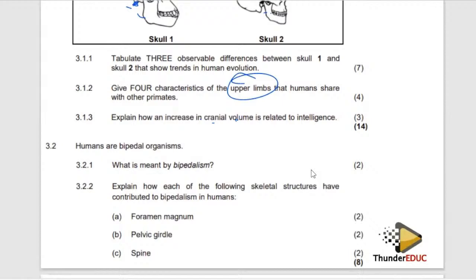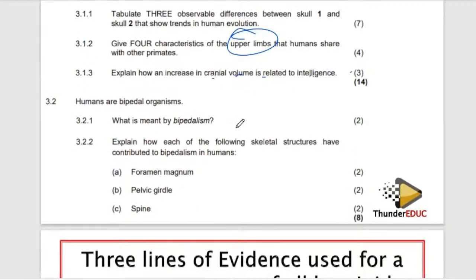Explain how increase in brain volume leads to intelligence. I talked about that. An increase in the cranium means more brain cells, and more brain cells lead to higher intelligence. So what is bipedalism? Walking on two hind limbs or lower limbs.